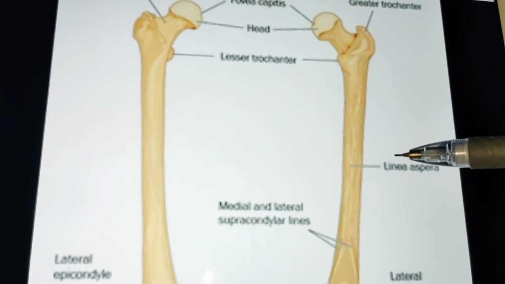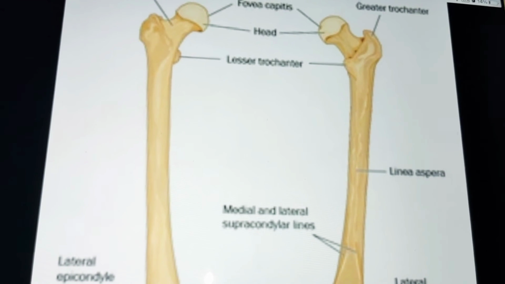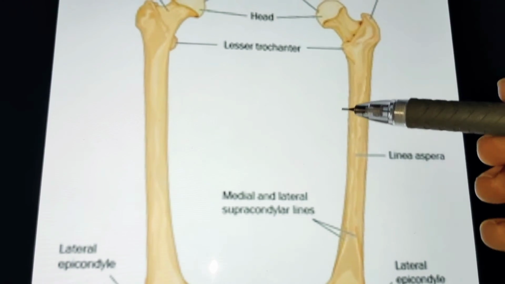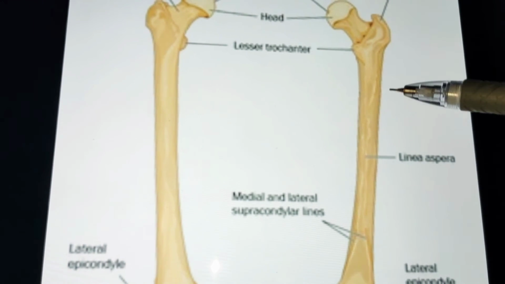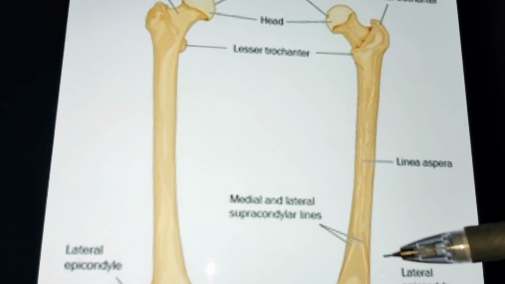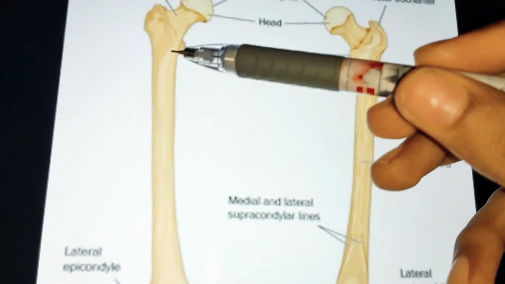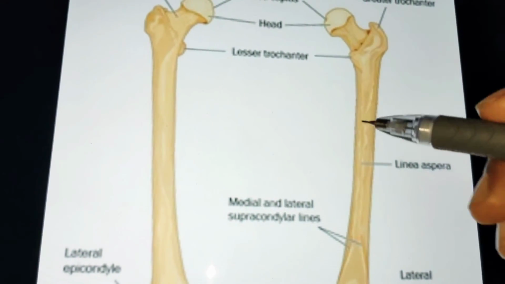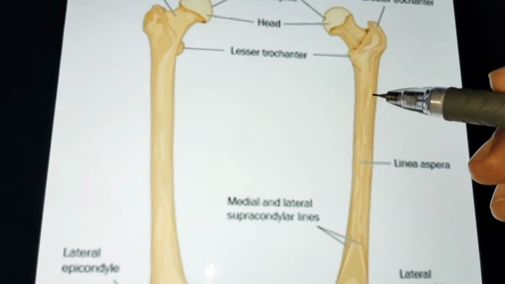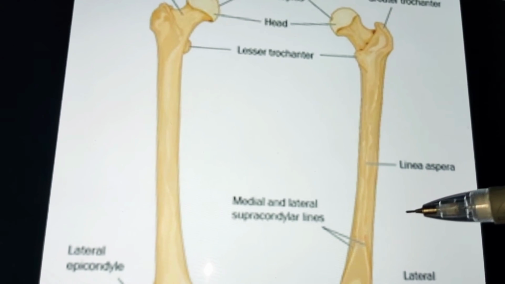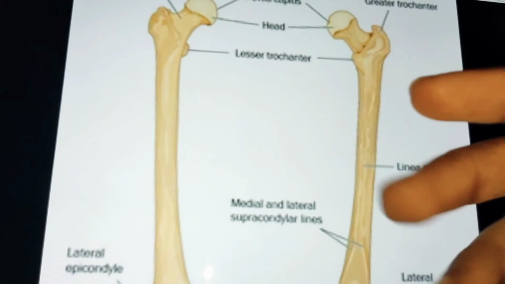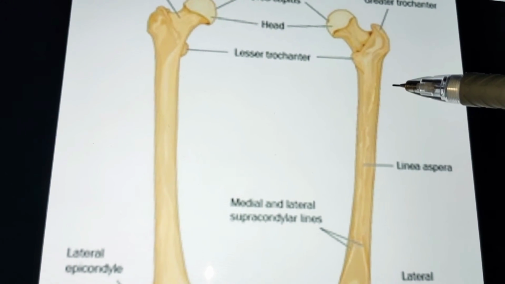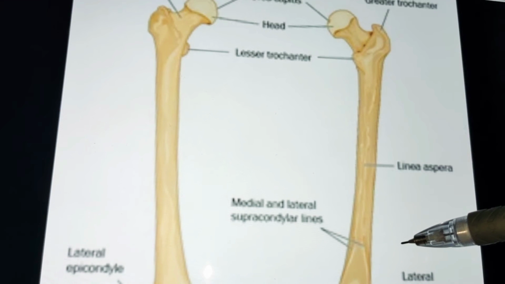Now let us see what the borders are. You can see this is the medial border and this is the lateral border. This is the posterior border of course, and this is the anterior surface. So only three borders: medial border, lateral border, posterior border, that's it. And what are the three surfaces? This is the anterior surface, this is the medial surface, this is the lateral surface.